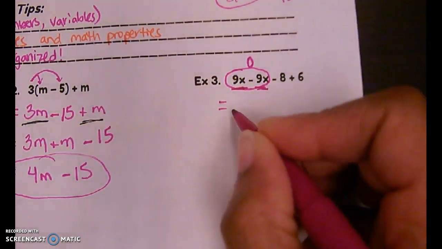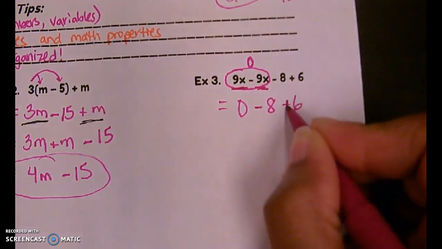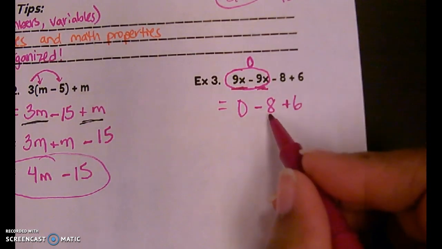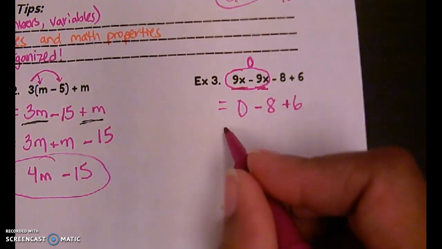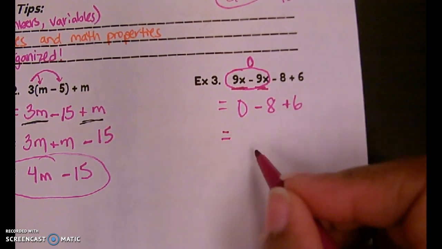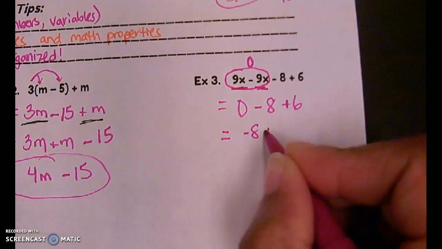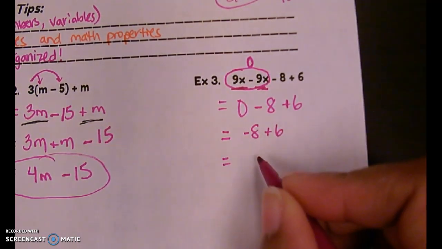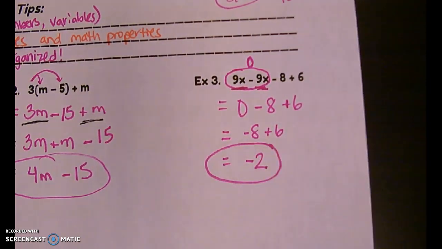So, that means I have 0 minus 8 plus 6. Now I just use my integer rules. Negative 8 is a higher number than positive 6, so I know that my final answer, when I type this in my calculator, negative 8 plus 6 is going to equal negative 2. And that's my final answer.